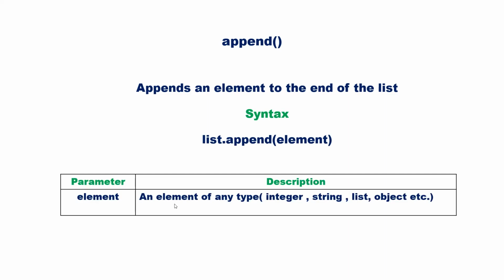Next, we will discuss the methods of the list object. Append. The append function is used to append an element to the end of the list. The syntax here is list.append, within the brackets we specify the element. Here append is a method of the list object, so you have to use the dot operator. And the element is a value of any type.